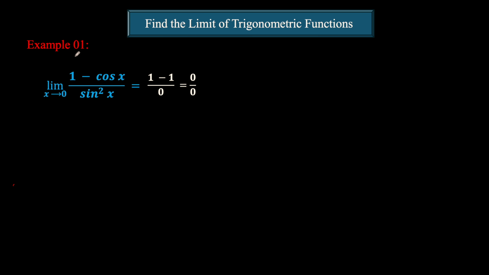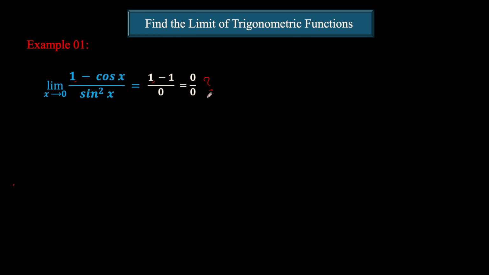Let's see the first example. So find the limit as x approaches 0 for (1 minus cosine x) over sine squared x. Keep it in mind, we already said also that constant numbers, we don't touch them, 1 remains 1, okay? Then cosine of 0 is 1, sine squared of 0 is 0. So this leads to an indeterminate quantity, 0 divided by 0, right?